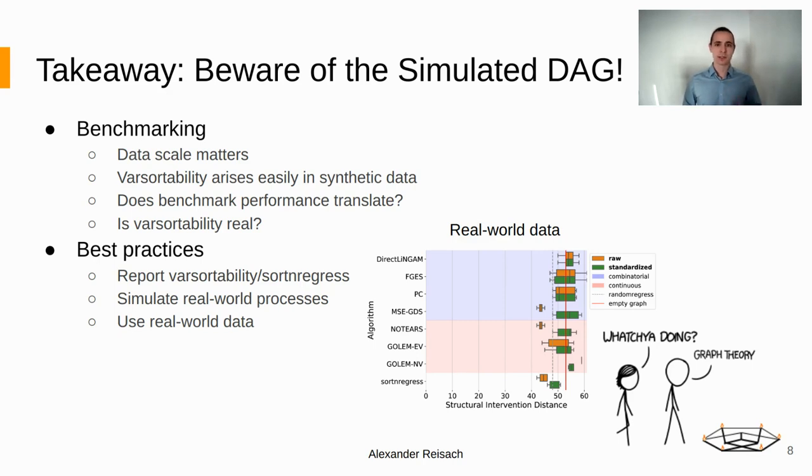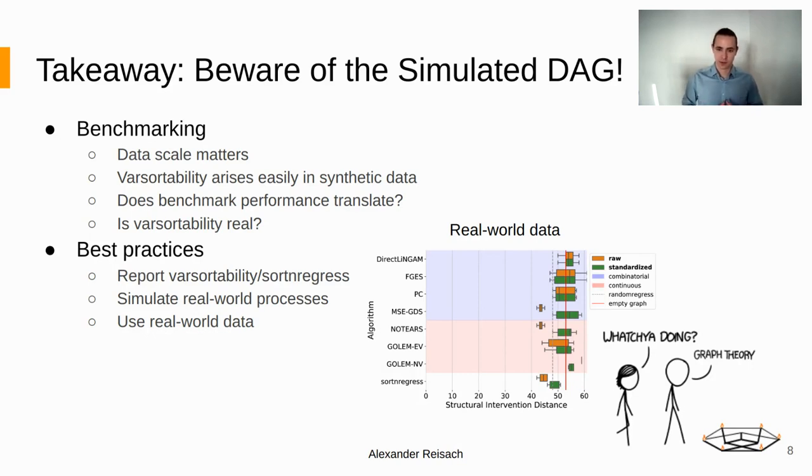And when it comes to simulating DAGs, it may be helpful to try and simulate real-world processes. This would be a step away from just simulating some DAG towards simulating a DAG that really captures what is going on in a certain real-world process. That way we can be sure we're not just gaming the benchmark, but we're really doing something that is applicable to the real world. And the ideal scenario would, of course, be to just use real-world data, because then there's no gaming the benchmark anymore. And so we've done a first test.